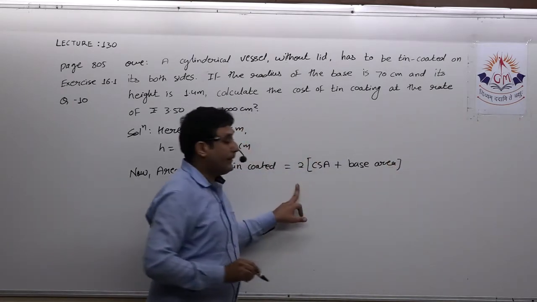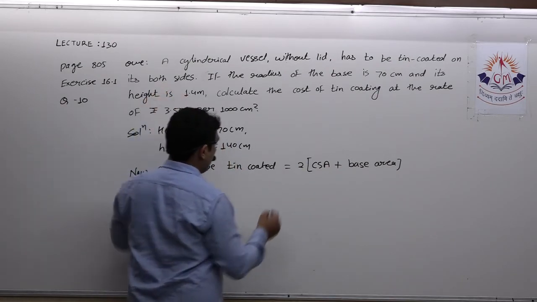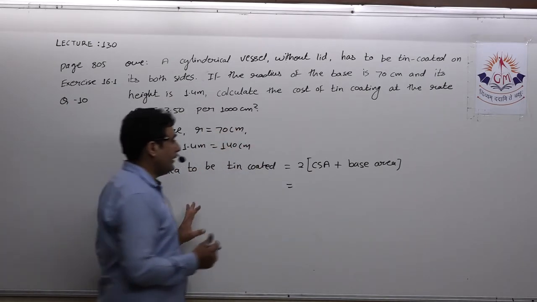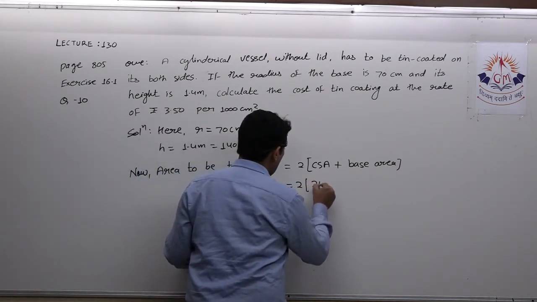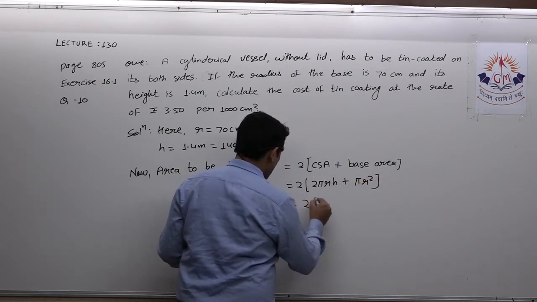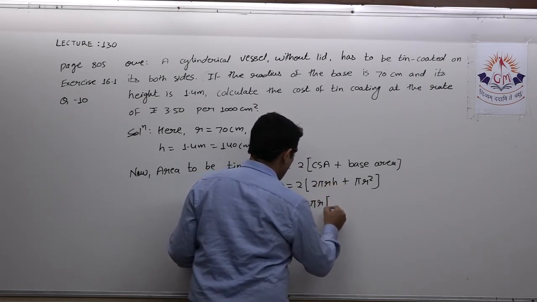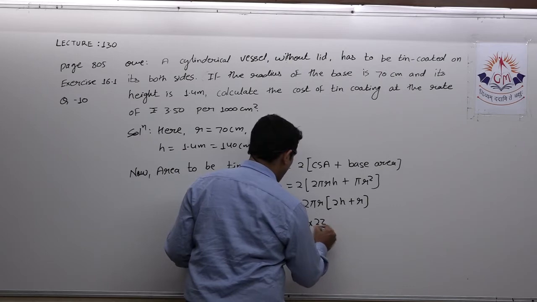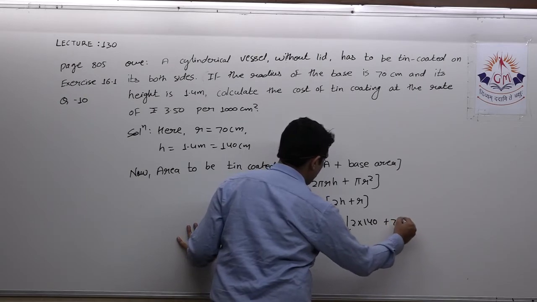Okay, why am I multiplying it by 2? Because we have to tin coat it on both the sides. It is written on both inner side as well as external side, and thickness is not given, so we'll consider the inner radius as well as external radius as similar. Now 2 into 2 pi r h plus the area of base, that is pi r square. I can take pi r common, so here it is 2h plus r. Now I'll keep the values: 2 into 22 upon 7 into 70, 2 into 140 plus 70.